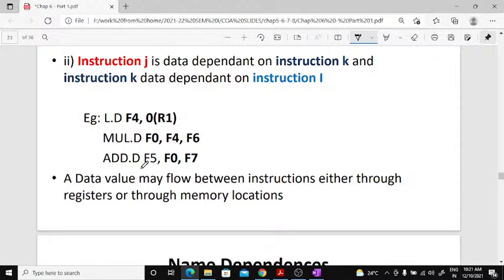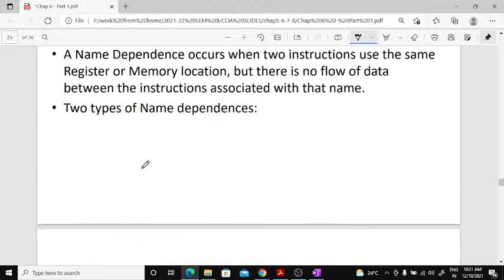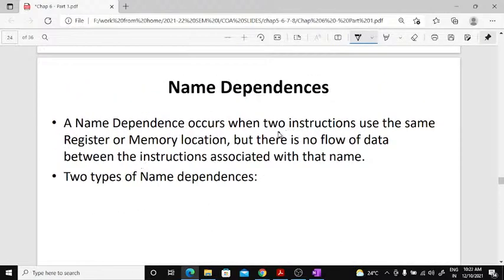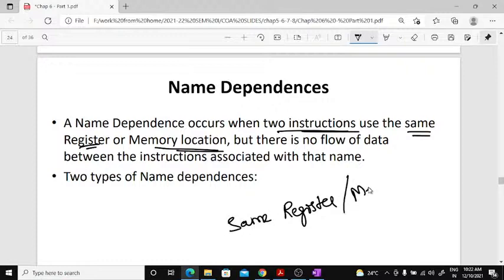Okay, then instruction J is data dependent on instruction I. Suppose it is instruction I, J and K. Here also there is dependency. Okay, the name dependency occurs when two instructions use the same register or memory location, same register or same memory location, but there is no flow of data between the instructions associated with that.